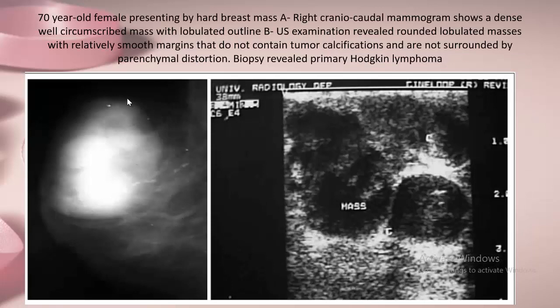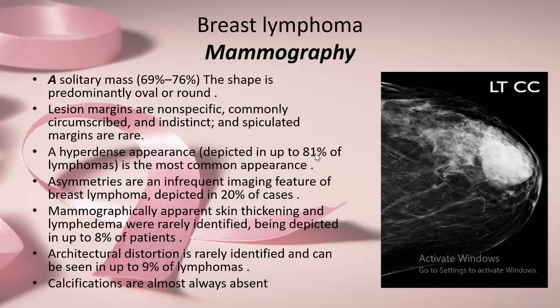Another case, this was a 70-year-old female who presented to us with a hard breast mass. Right craniocaudal mammogram shows a dense, well-circumscribed mass with lobulated outline. And on ultrasound examination, there is a mass and there is another mass beside it. So it was a multilobulated mass, and it does not contain calcification and no surrounding architectural distortion. And by biopsy, it was primary Hodgkin lymphoma. And it's common at that age.